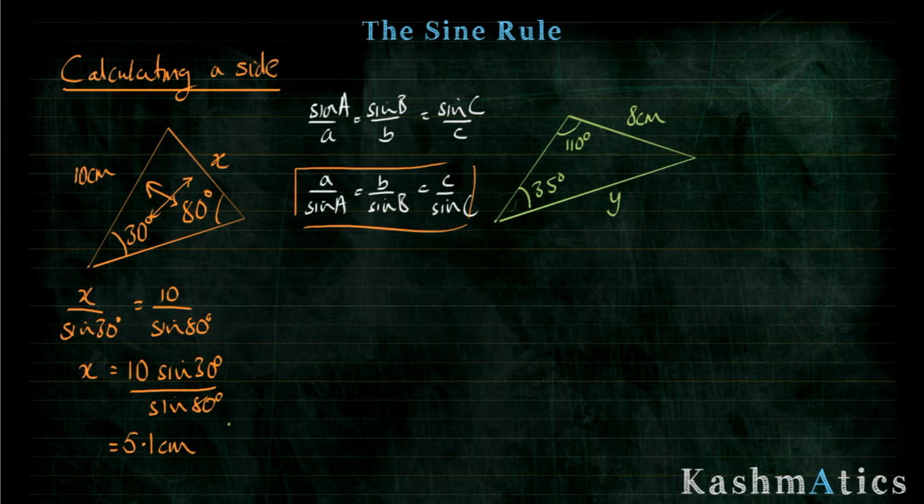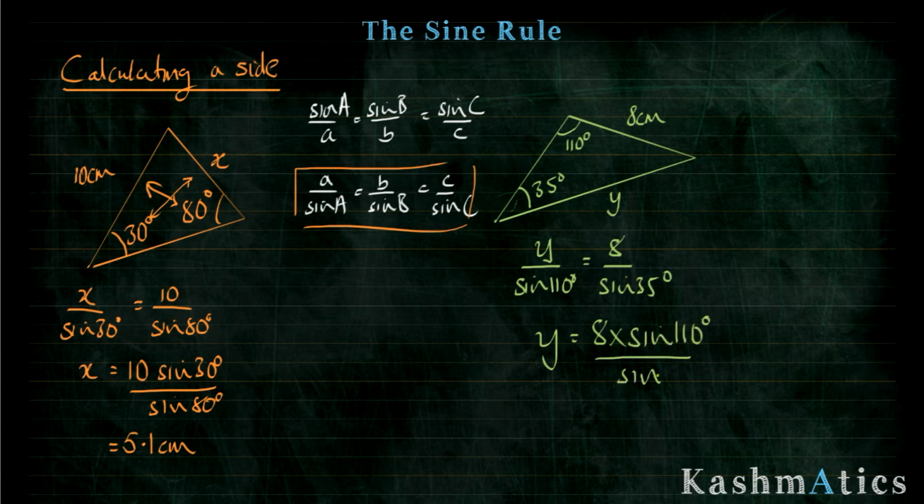I'll do another just to make sure you understand what's going on. Just as before, start by writing the side you want to find. So I want to find y. Divide that by the sine of the opposite angle, so divided by sine 110 equals the side that you know, which is 8, divided by sine 35. Then rearrange it to make y the subject by multiplying the other side by sine 110. So 8 multiplied by sine 110 divided by sine 35, which equals 13.1 centimeters to 1 decimal place.